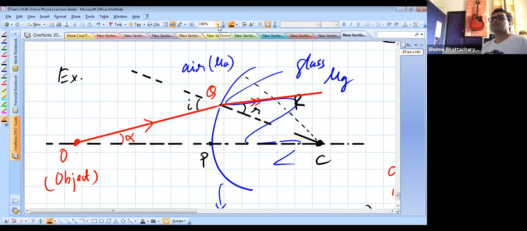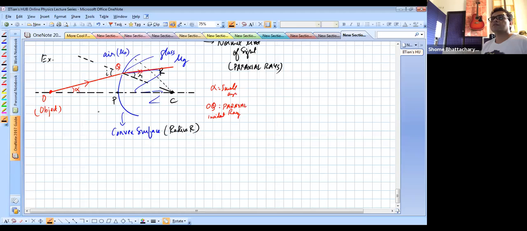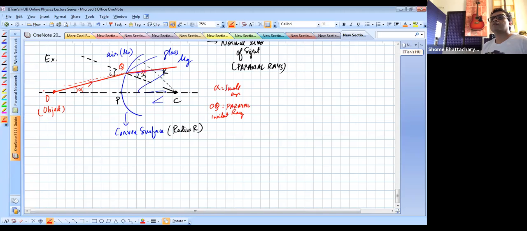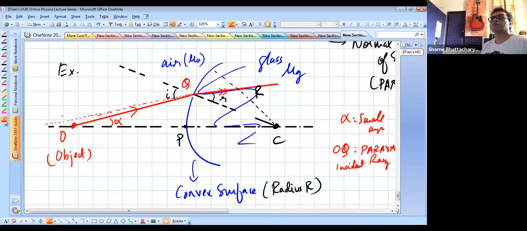Okay. So to understand the image, let me now say that I produce this ray back and it meets somewhere over here. Okay, so when I produce this refracted ray backwards, let's say it meets the principal axis somewhere here. So it meets the principal axis somewhere here.